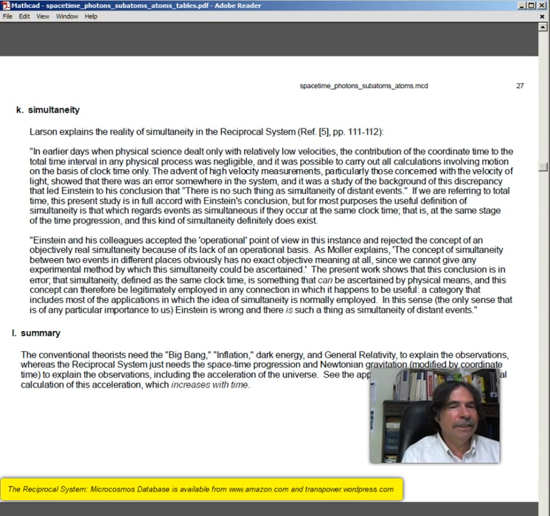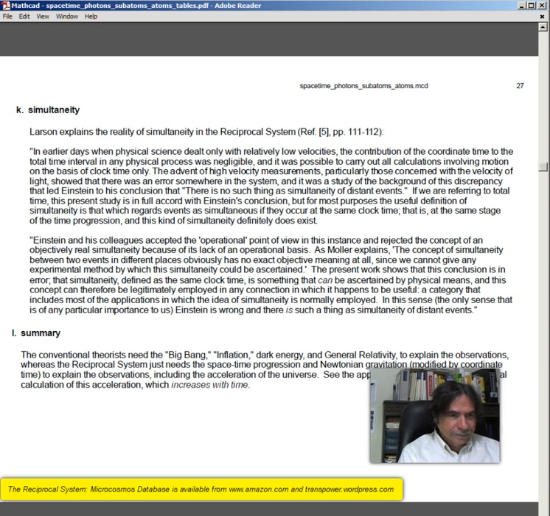The present work shows that this conclusion is an error, that simultaneity defined as the same clock time is something that can be ascertained by physical means, and this concept can therefore be legitimately employed in any connection in which it happens to be useful, a category that includes most of the applications in which the idea of simultaneity is normally employed. In this sense, the only sense that is of any particular importance to us, Einstein is wrong, and there is such a thing as simultaneity of distant events.